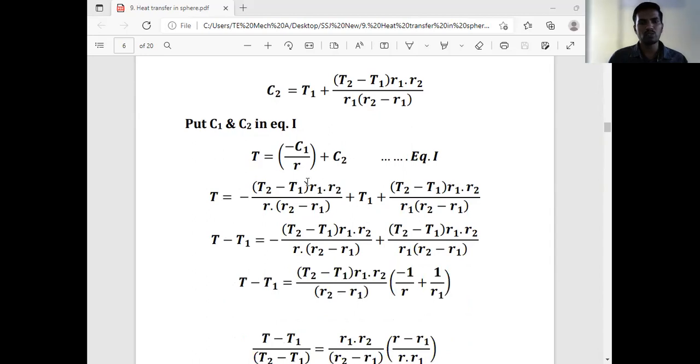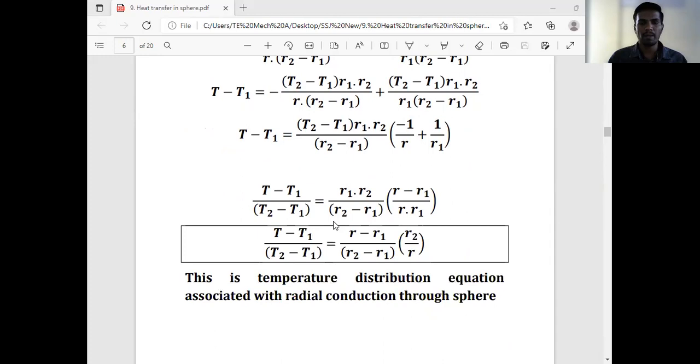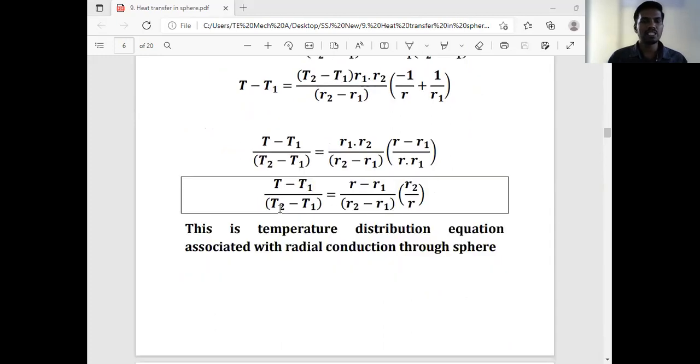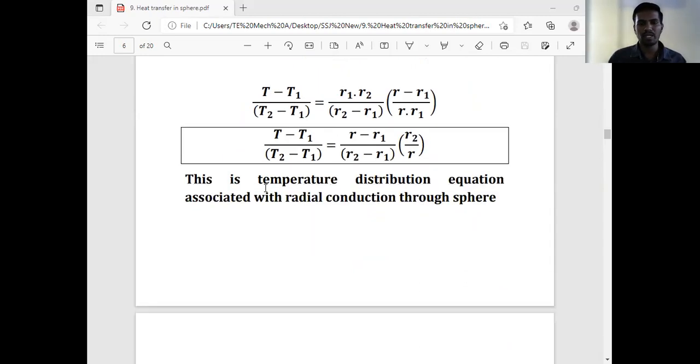We put these values into equation number 1. From that we get the final equation: T minus T1 divided by T2 minus T1 is equal to R minus R1 divided by R2 minus R1 into bracket R2 by R1. By using this, we can calculate the temperature at any location of this sphere.